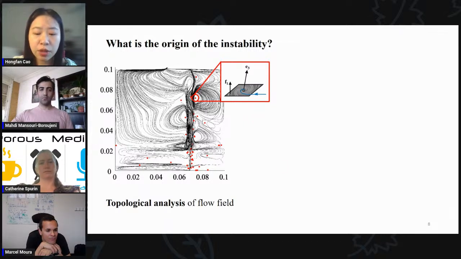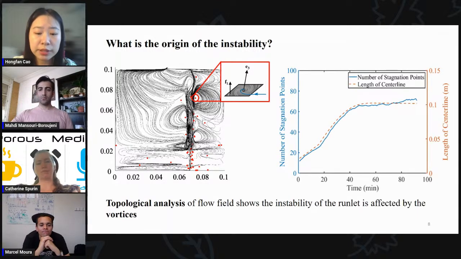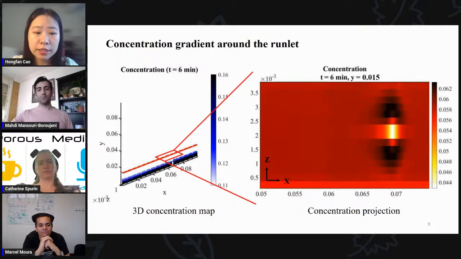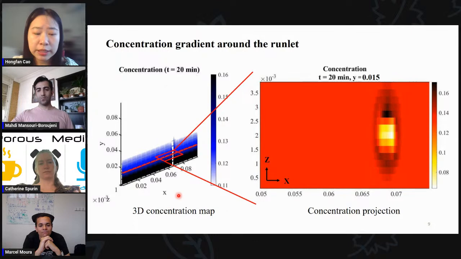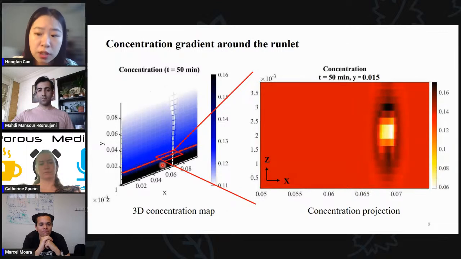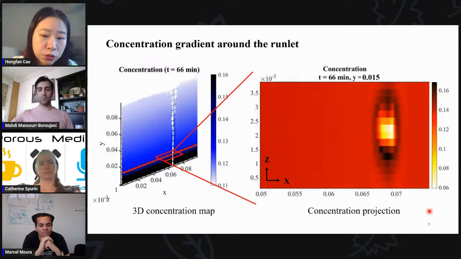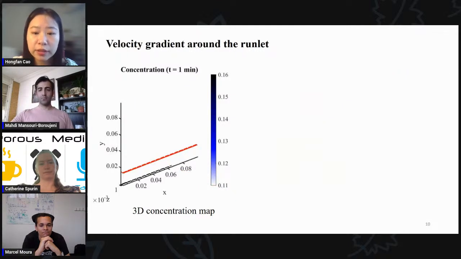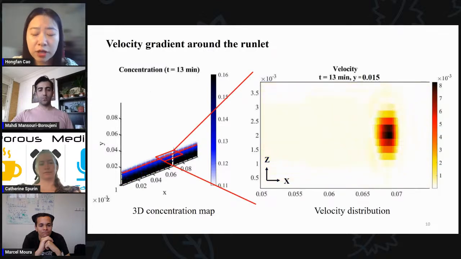Then we plot the number of stagnation points and the length of the rivulet with time. We found they have the same tendency. It shows these vortices do affect the instability of the rivulet. Let's look into more details. This video shows the 3D concentration distribution. If we choose a cross-section like this and zoom into the area around the rivulet, we can see there is a high concentration gradient between the rivulet and the surrounding fluid. And a high velocity gradient can also be observed around the rivulet.